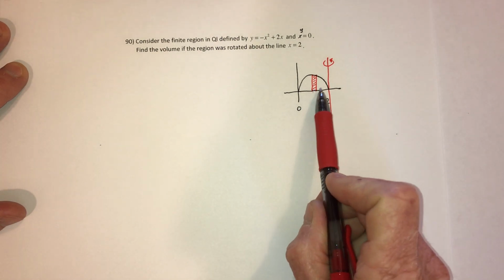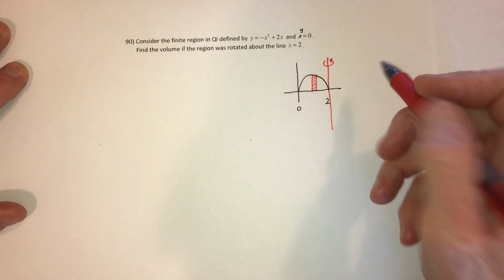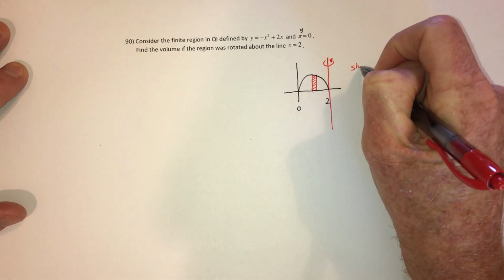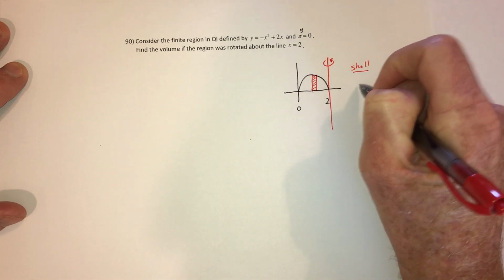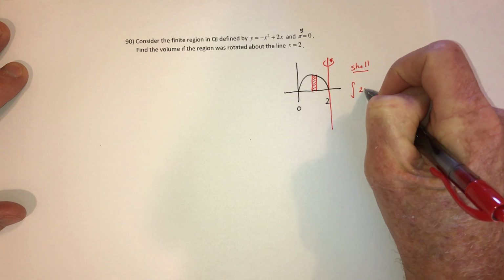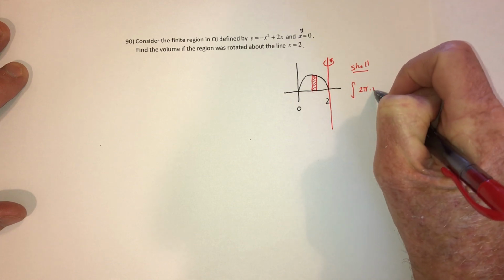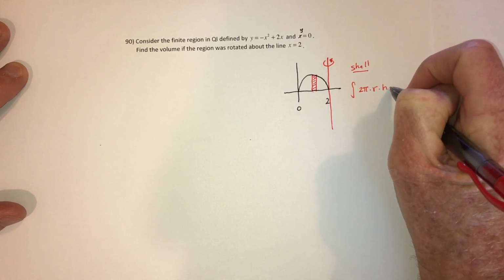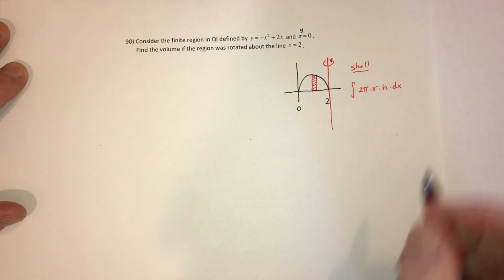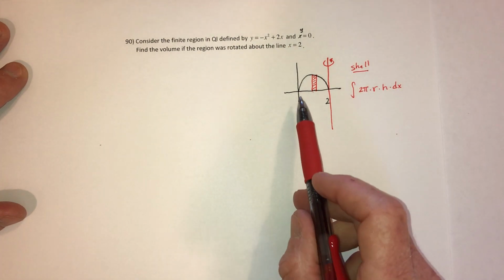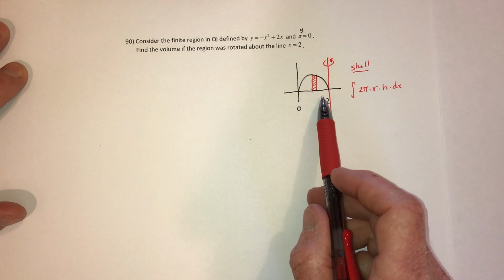When this rectangle and this line are parallel, that means we're using cylindrical shells. And with the shell method, the formula is 2 pi times the radius times the height, and then dx, or it could be dy, but in this case, it has to move left and right, so that's x.